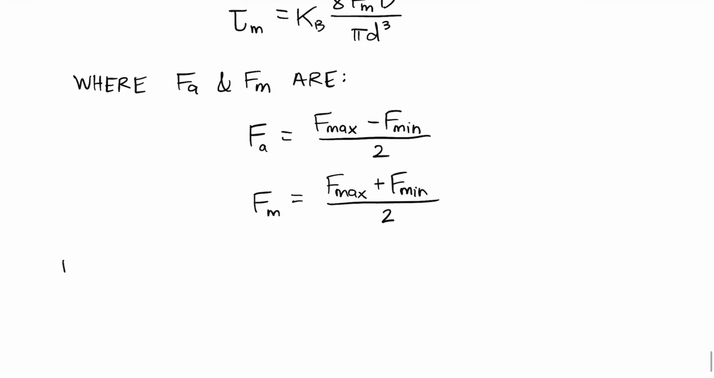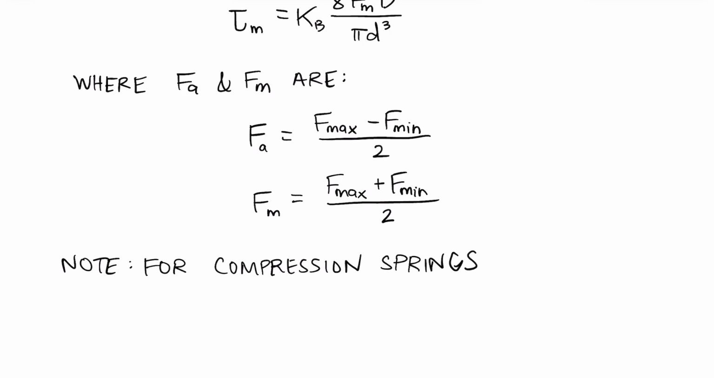Now, a note for compression springs. When we talk about compression springs, these should never be subjected to tensile loads. They are designed to take compressive loads only. And so our F min should always be greater than or equal to 0. If F min is 0, that means that you have no preload. So our minimum force is a completely unloaded spring. And if F min is some positive number, then that means that we have a preload in the spring. And so even when it's completely unloaded, there is still a little bit of a compressive force.